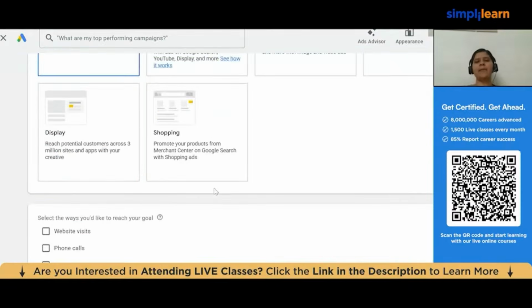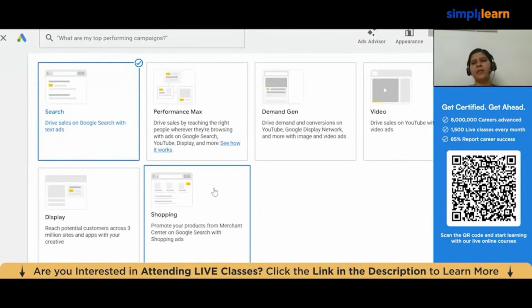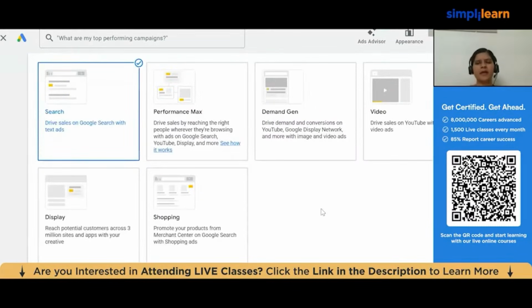So on Google, the campaign creation is much lengthier compared to Meta. Meta is very straightforward and simple because they don't have so many different options altogether.